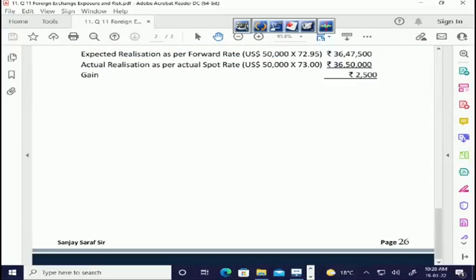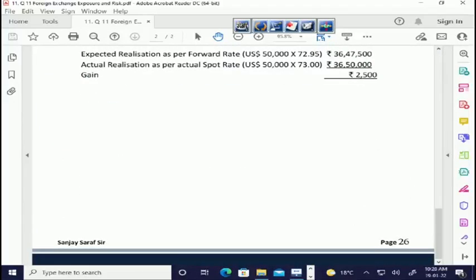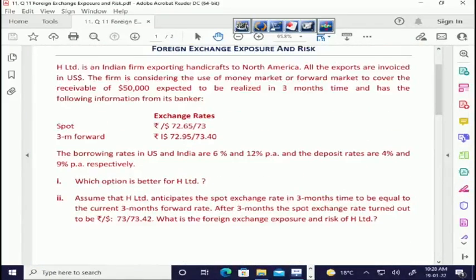Which option is better? Just 1 second. I don't know what has happened to the screen. Let me see. Yeah, now it is fine, I think. Perfect.